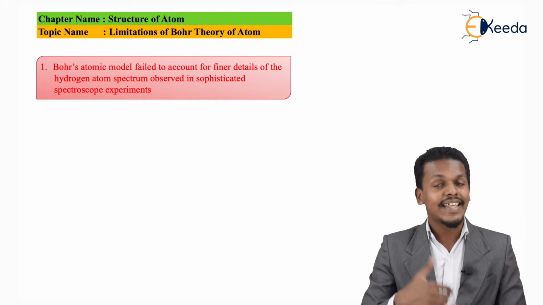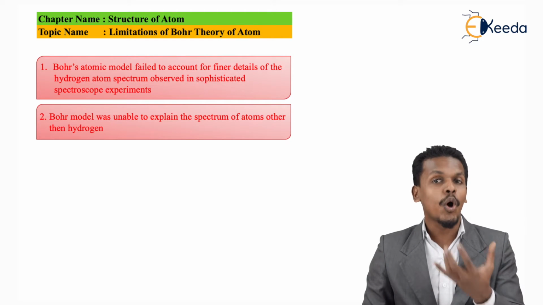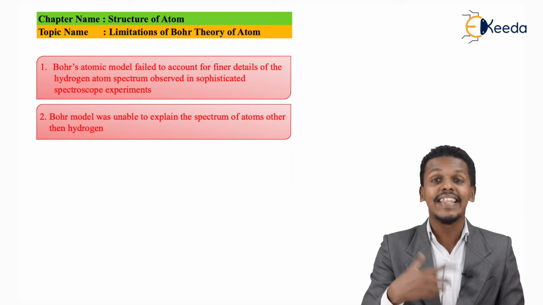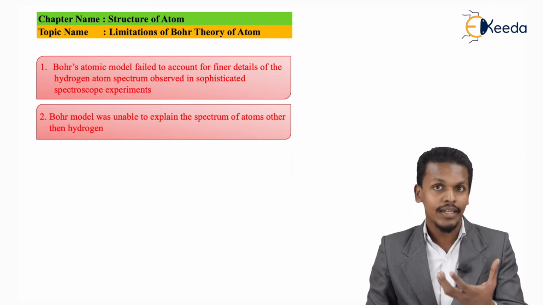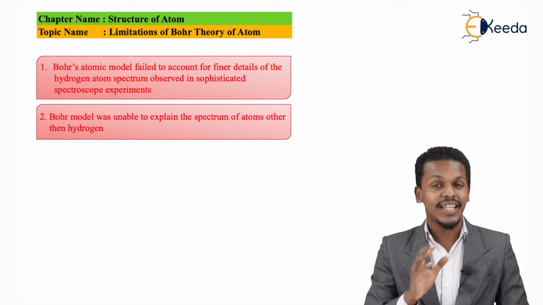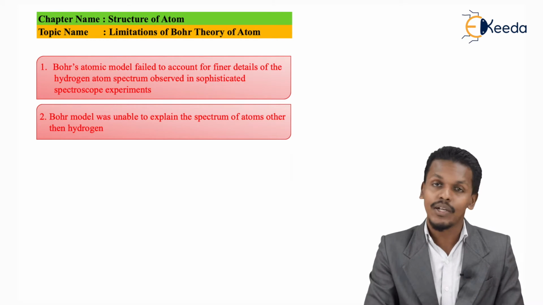Talking about the next drawback, the line spectrum that was observed for hydrogen, Bohr couldn't explain for other atoms like lithium, which has more than one electron or proton in it. So that was a big drawback because it was limited to hydrogen only.